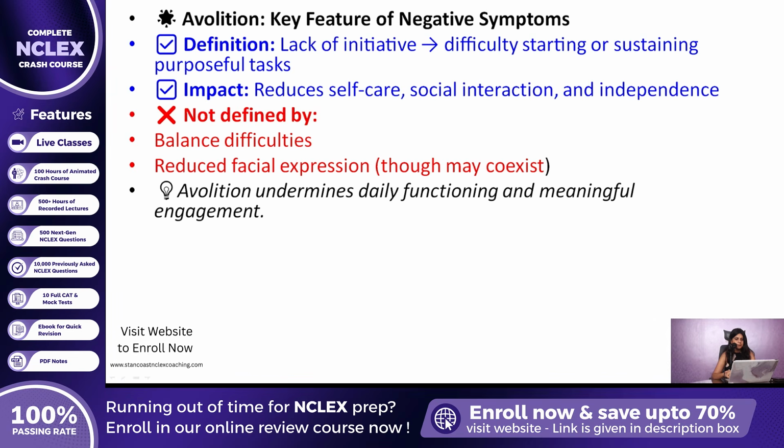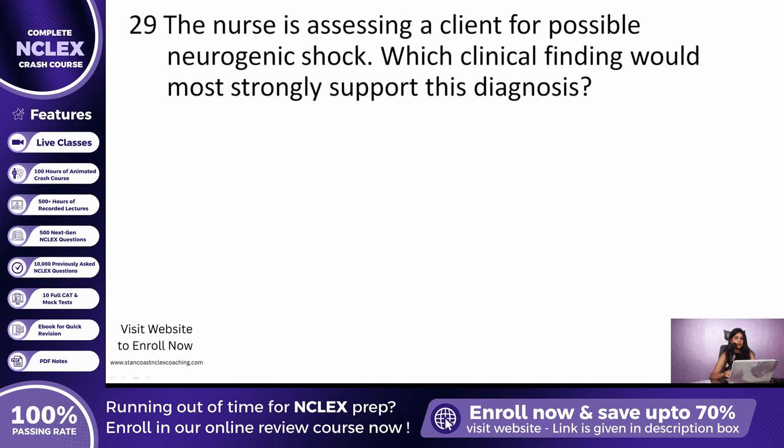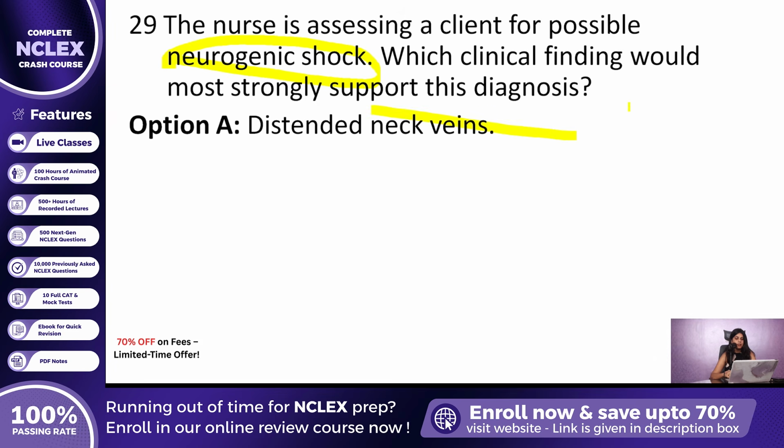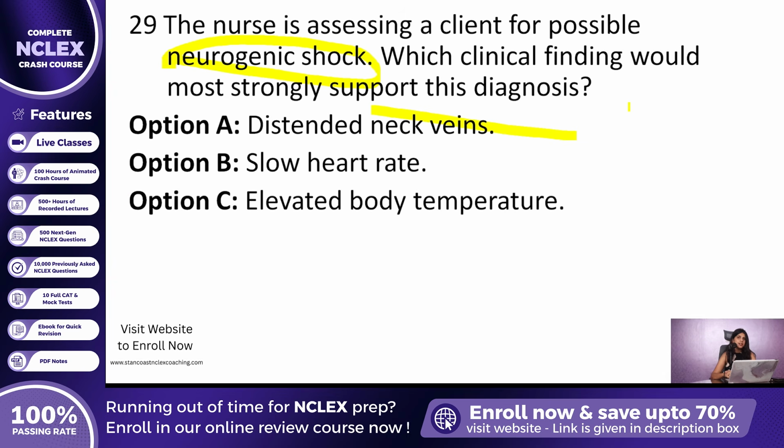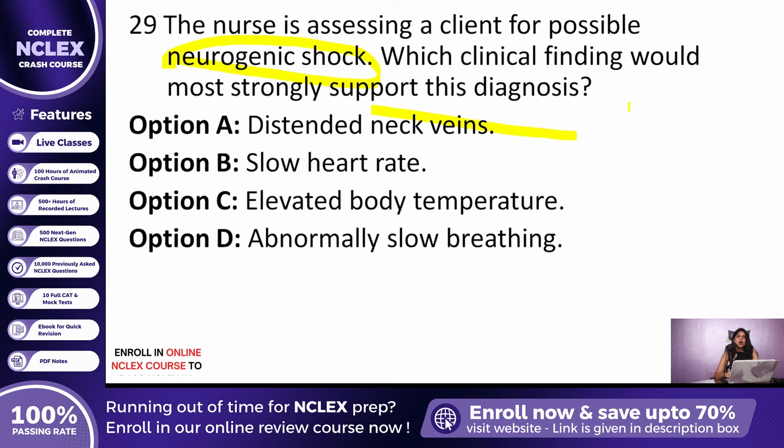Question 29. Now let us focus on a scenario involving shock. The nurse is assessing a client for possible neurogenic shock. Which clinical finding would most strongly support this diagnosis? The options are: Option A, distended neck veins. Option B, slow heart rate. Option C, elevated body temperature. Option D, abnormally slow breathing. The correct answer is Option B, slow heart rate.